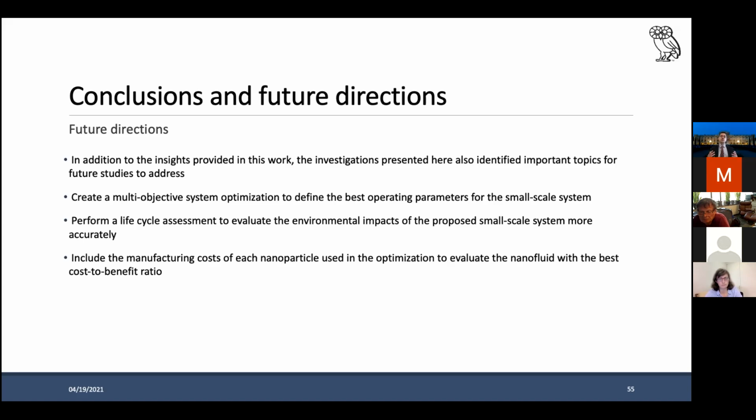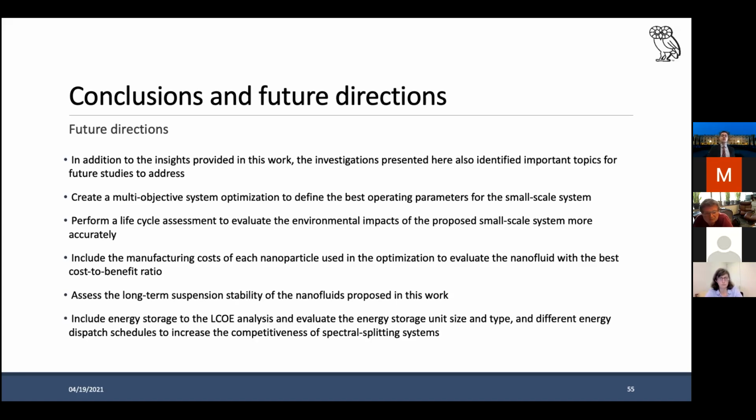It would also be beneficial to include the manufacturing costs into the optimization routine to obtain nanofluids with the best cost to benefit ratios, although their manufacturing costs are still fluctuating as the technology develops. A nanofluid stability analysis should also be done to investigate the long-term performance of the nanofluids proposed in the work. And finally, the addition of a thermal storage unit to the LCOE analysis would be a significant addition to the field, since it would increase the competitiveness of the proposed systems.